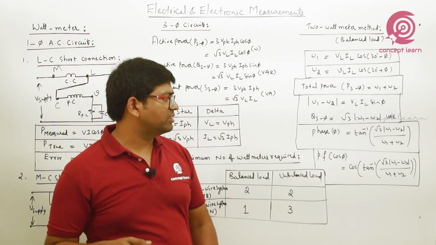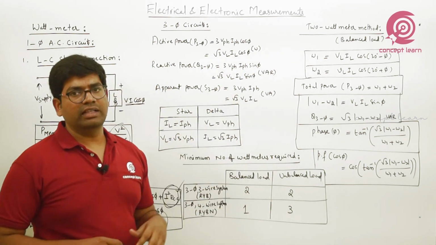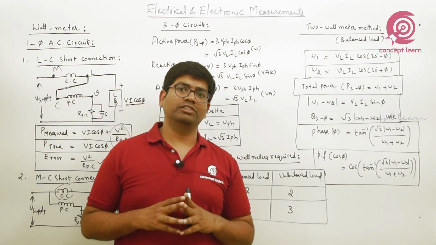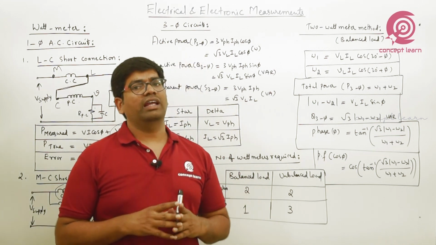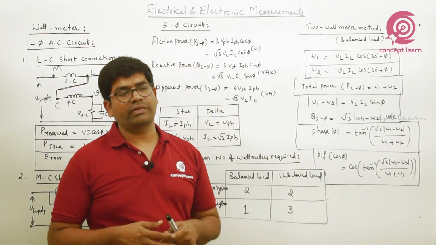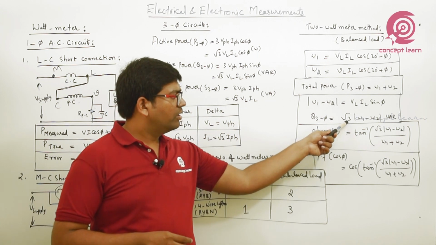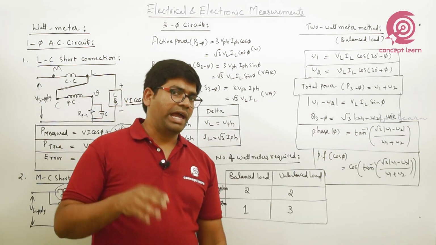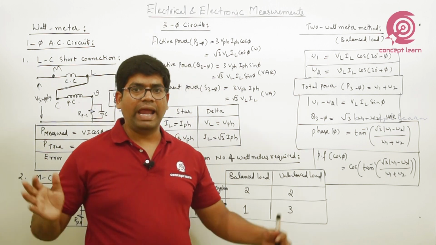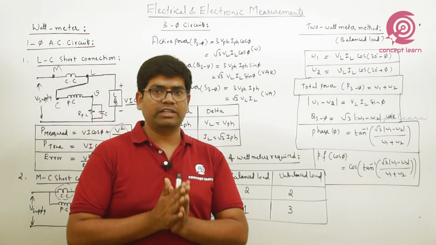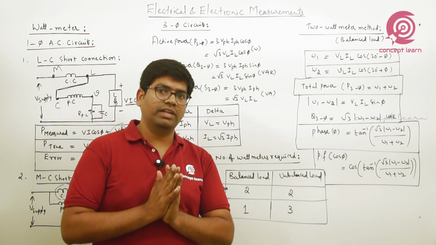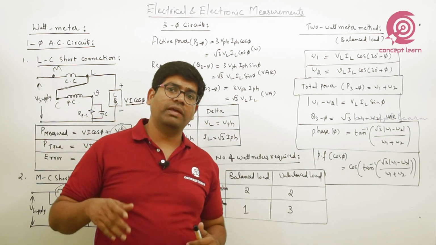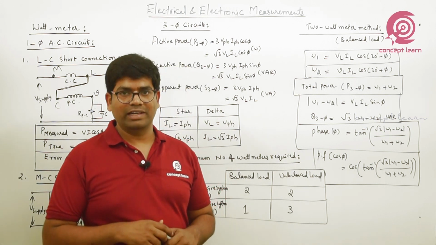The same thing you can use to find the reactive power from 2 wattmeters. Reactive power must be root 3 VL IL sin phi. But if you take the difference, you only have VL IL sin phi. To get the reactive power, what do we need to do? We should additionally multiply by root 3. So you can get the active power as well as the reactive power. Adding the wattmeter readings gives the active power. If you take the difference between the wattmeter readings and multiply with root 3, you get the reactive power.